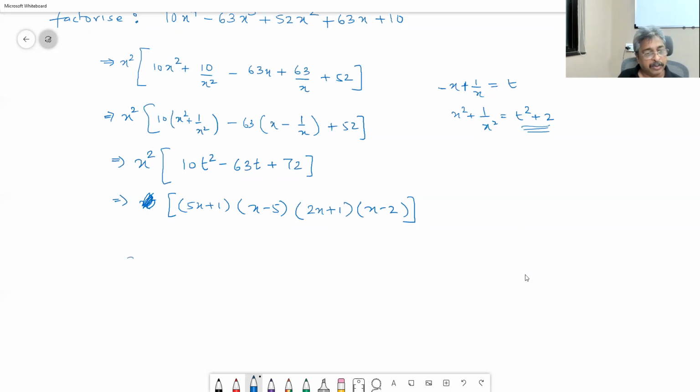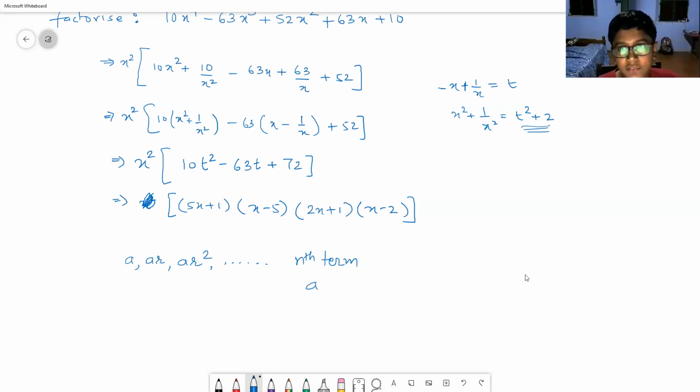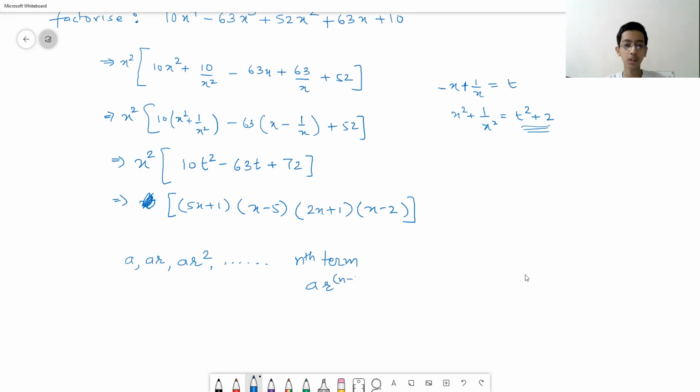Let us write down a, ar, ar square. So what will be the nth term? Geometric progression: a r raised to n minus 1. A into r raised to n minus 1. This is our nth term, ar raised to n minus 1.